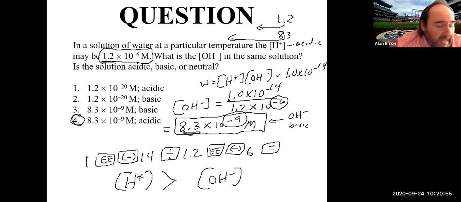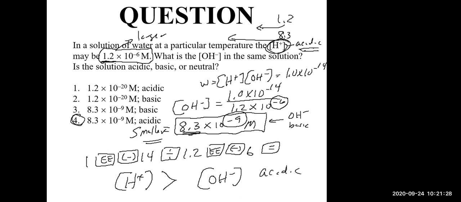If they are both exactly the same number, which means they would both be 1 times 10 to the minus 7, then they would be neutral. But whichever one's larger will be what it is. So in this particular case, when you compare those two numbers, the 1.2 times 10 to the minus 6 versus the 8.3 times 10 to the minus 9, this number here is a smaller number than this number. This one is larger. And since the H plus concentration is larger, that means that this solution should be acidic in this case. Okay, and that's because it should be on the product side?